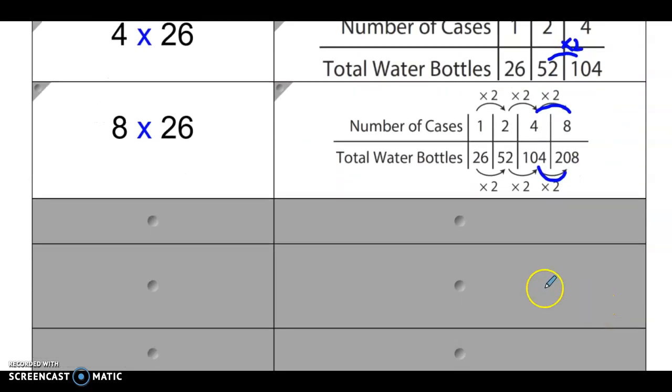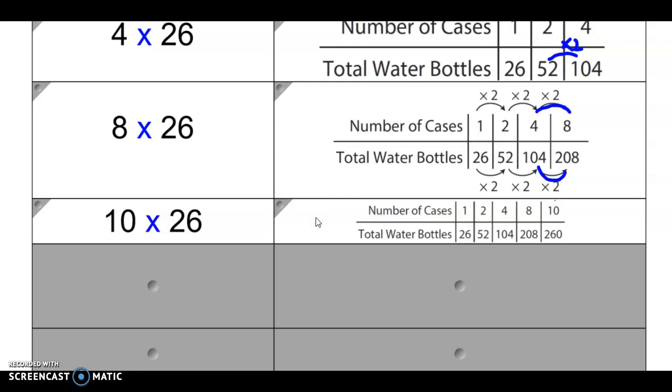Let's take a look at our next problem. So if we know 8 times 26, we could solve 10 times 26. And this one is a friendly one because when we multiply by tens, we place that 0. So we can say 1 times 26 is 26, place that 0 for 10 times 26 to get us 260.